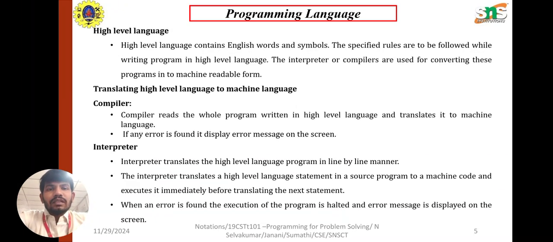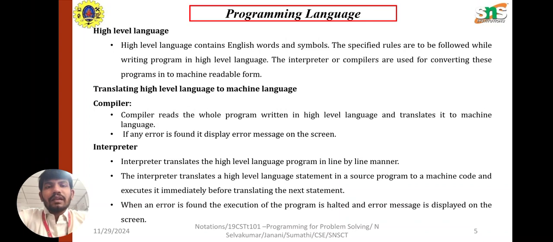Third one, high level language. High level languages contain English words and symbols, and the specified rules have to be followed. While writing a program in a high level language, an interpreter or compiler is used for converting the program into machine readable form. A compiler is used for translating high level language to machine language. The compiler reads the whole program written in high level language and translates it into machine language. If any error is found, it displays an error message on the screen.